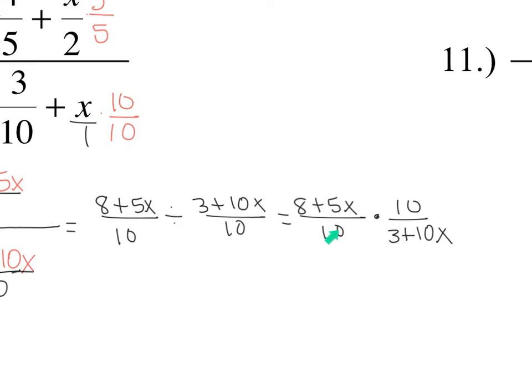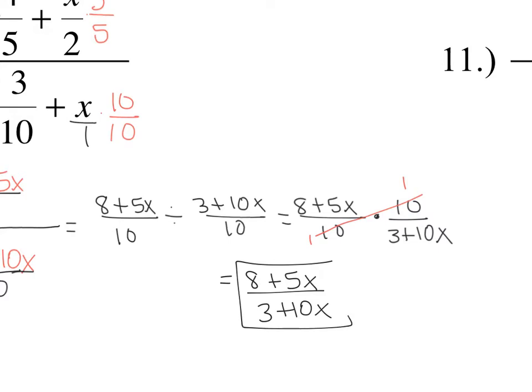And at this point we have our common factors. We can cancel the 10s. 10 divided by 10 is just 1. And multiplying straight across, we don't have any other common factors, so you'll just have 8 plus 5x in the numerator. And in the denominator, we'll have 1 times 3 plus 10x. So we'll have in the numerator 8 plus 5x, and in the denominator 3 plus 10x. You cannot simplify any further.